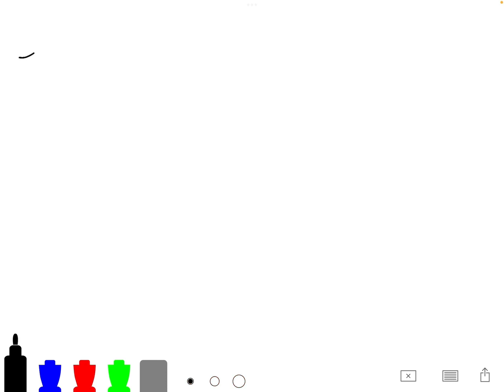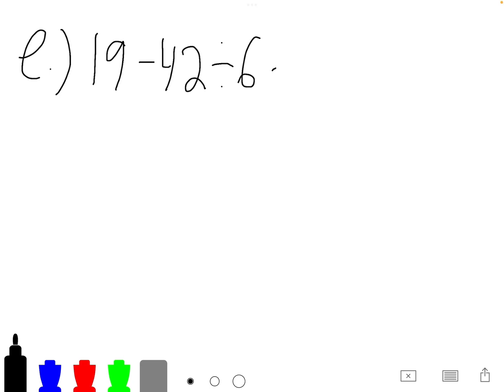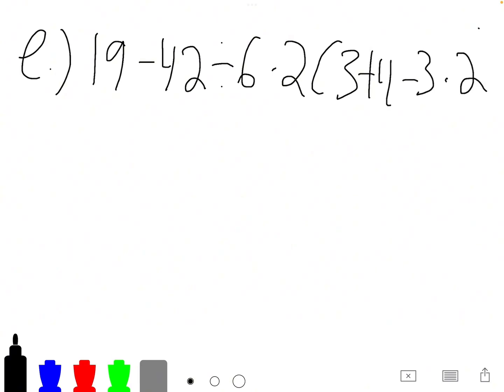Or no, letter E here. This is your last one. We got this, the last one for this section. 19 minus 42 divided by 6 times 2 times (3 plus 4 minus 3 times 2). I know this looks long, but don't let it scare you. It'll be okay.